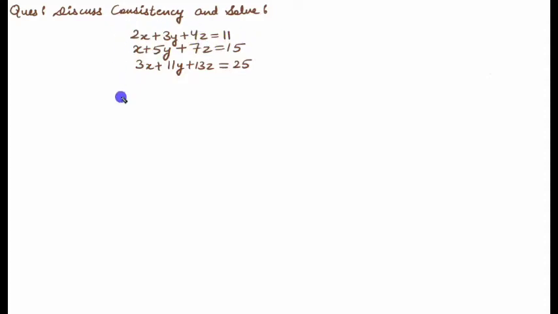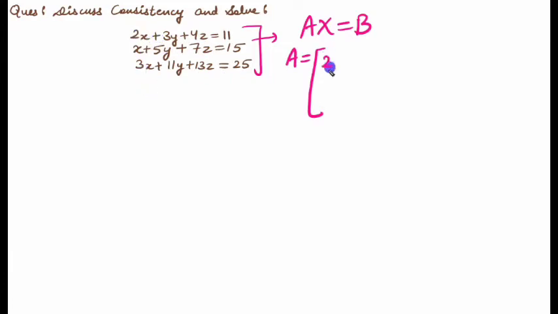तो उसके लिए सबसे पहले इस system of linear equations को एक matrix equation में convert कर दूंगी. The system of linear equations is just equivalent to a matrix equation AX equals B, where matrices A, X and B we have to find out. Matrix A की बात करें, matrix A is the coefficient matrix. First column will consist of coefficients of x, so this will be 2, 1, 3. Second column में हम y के coefficients लिखेंगे 3, 5 and 11. Third column will consist of coefficients of z: 4, 7 and 13.